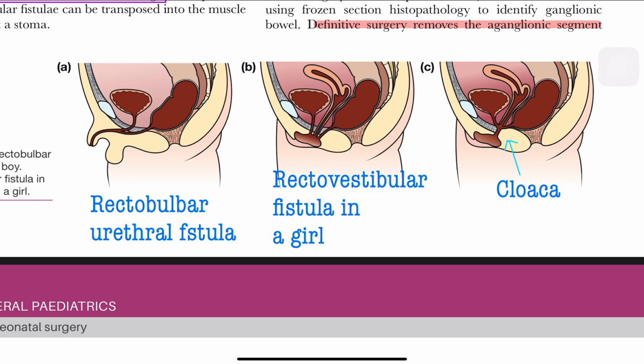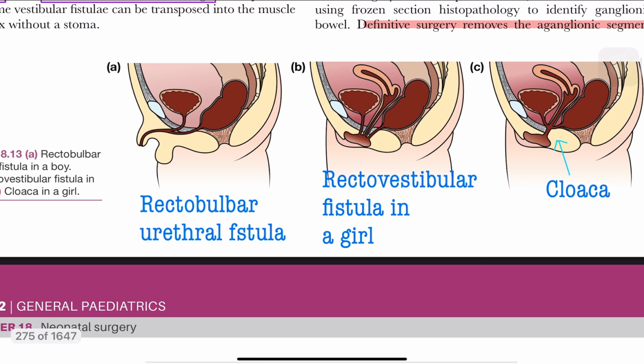Now look at the common channel. If the common channel is present, we are talking about the cloaca. All three join to form a common channel. Here they are opening separately, so this is rectovestibular fistula. In males there is a rectobulbar urethral fistula. You can see both are opening, no opening here.